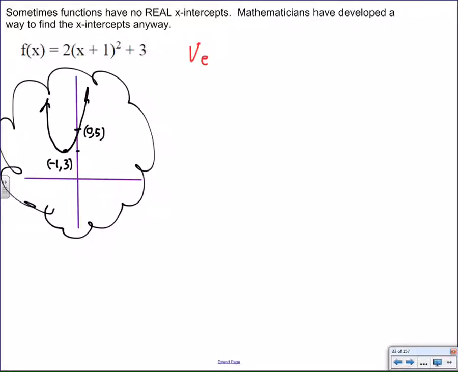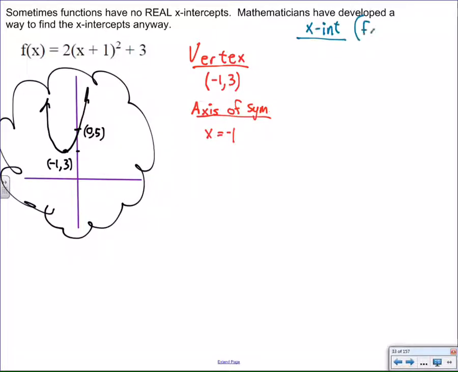So without any further ado, this is the image that I have of the function, and if I was doing my full analysis, I would get some information like the vertex is (-1, 3), which tells me the axis of symmetry is the equation x equals -1. We could figure out the y-intercept eventually, which is going to be (0, 5), and I got that worked out here in my head. Now I need to find the x-intercepts, and what the graph says is there are none.